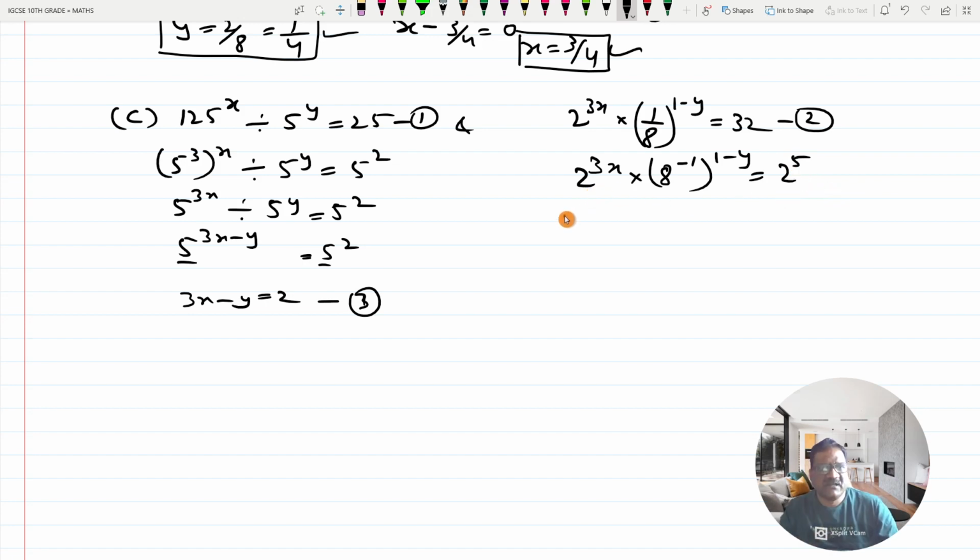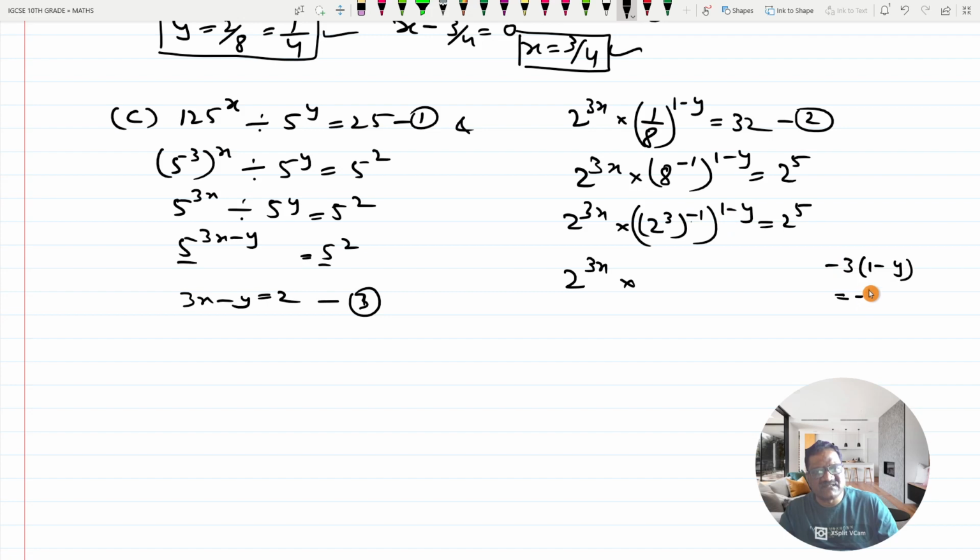Fine. Now this can be written as 2 raised to 3x, and this 8 I can write as 2 raised to 3 and then raised to minus 1 and then raised to a 1 minus y. This is equal to 2 raised to 5. This will give me 2 raised to 3x into, now this 2 raised to 3 into minus 1 will be minus 3, and minus 3 multiplied by 1 minus y will give me minus 3 plus 3y. So this entire term can be written as 2 raised to a minus 3 plus 3y. This is equal to 2 raised to a 5.